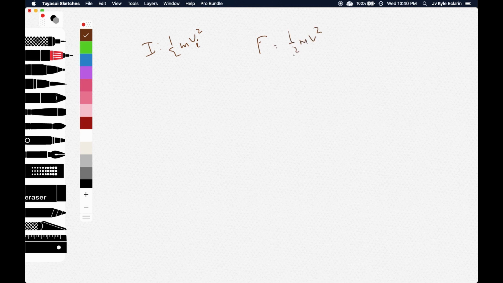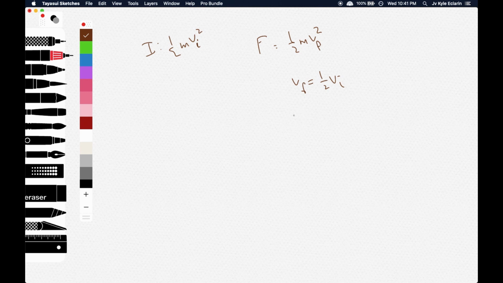In the final situation, we only have kinetic energy again. No, we don't have any potential energy. It doesn't tell us the height or anything like that. It only has kinetic energy. Now, what does it tell us about this v final? This v final is equal to half of its original speed. So vf is equal to 1/2 vi.